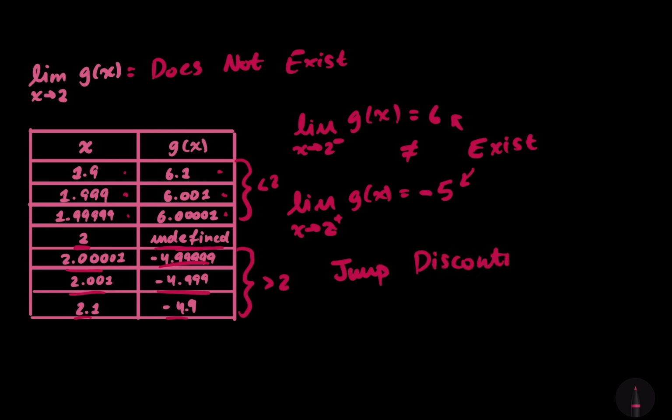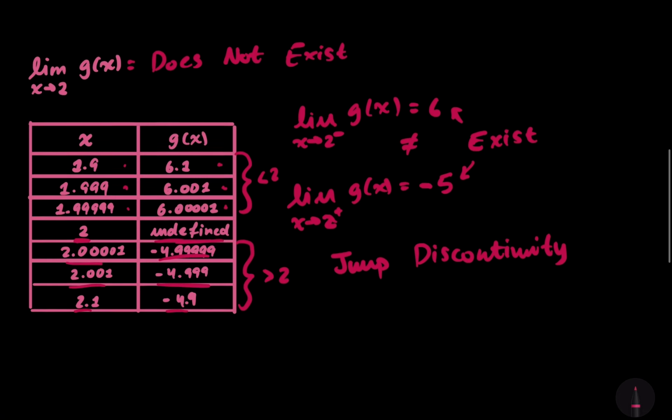And again, this is just an inference, a bit of an assumption based on the information we're given. It's not like we're actually given the graph of the function or its equation, but just based on the information in the table, we can assume that this is how the function will behave. It will have a jump discontinuity at x equals 2.